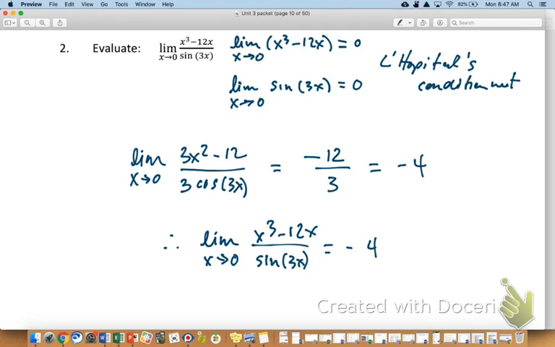And you can confirm this graphically. You could look at your calculator and notice that indeed this does seem to be approaching negative 4 from the left and the right, but there's probably going to be a little hole there, right? Why the original limit didn't seem to work. Okay, how we doing? I want to do one more.